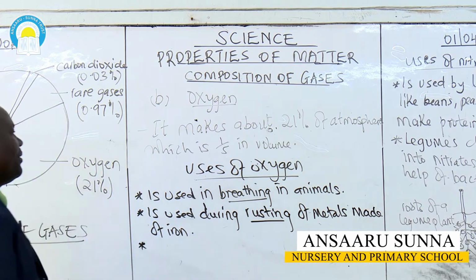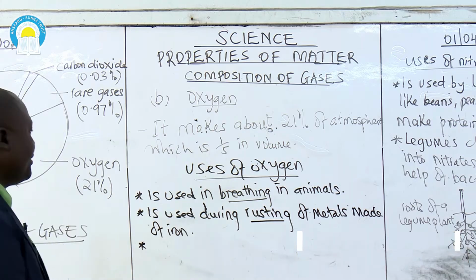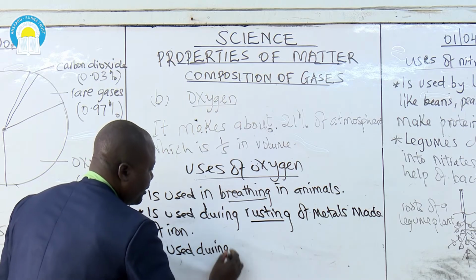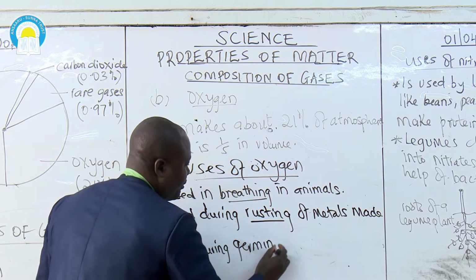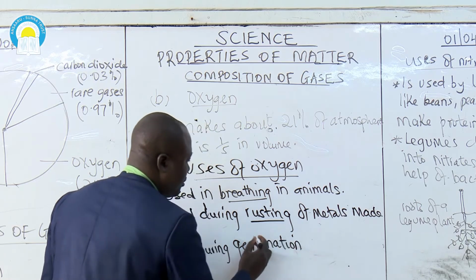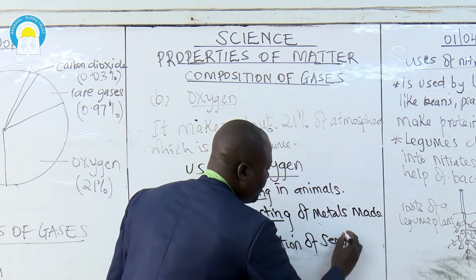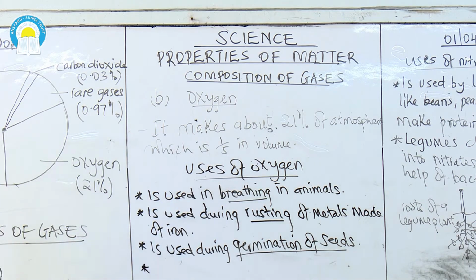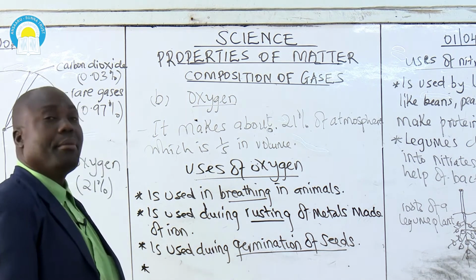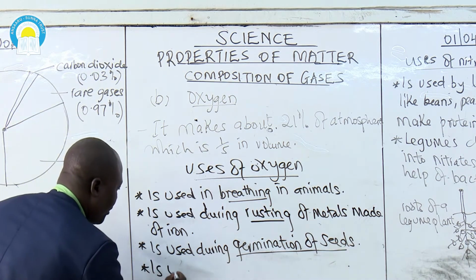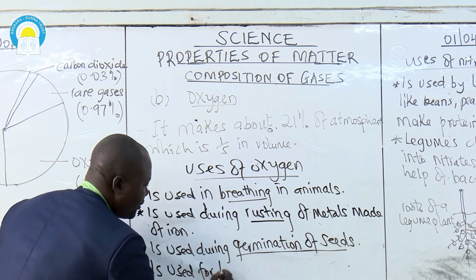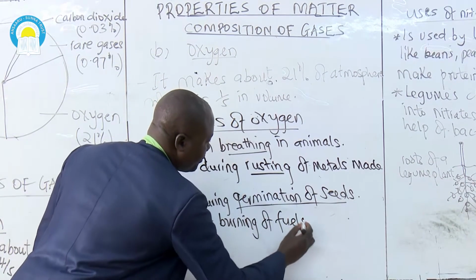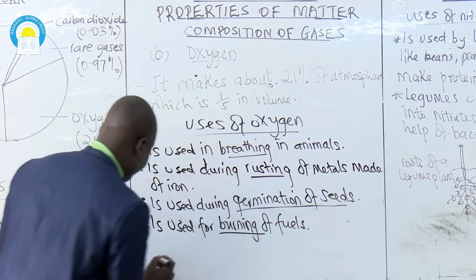Number three, this oxygen also is used during germination of seeds. Number four, oxygen is also used for burning of fuels. So the keyword is burning.